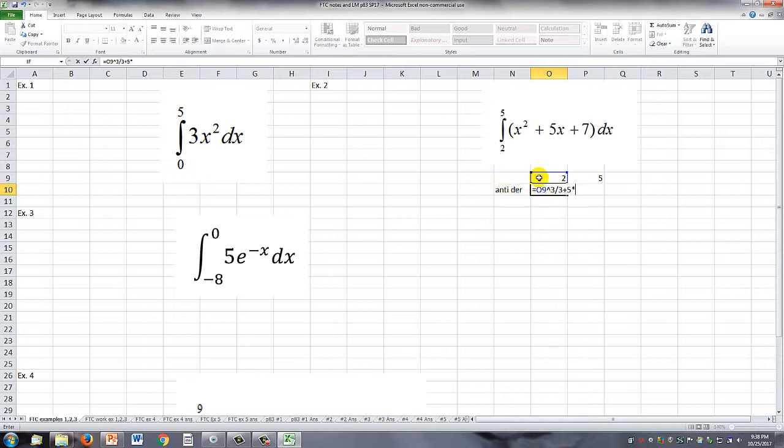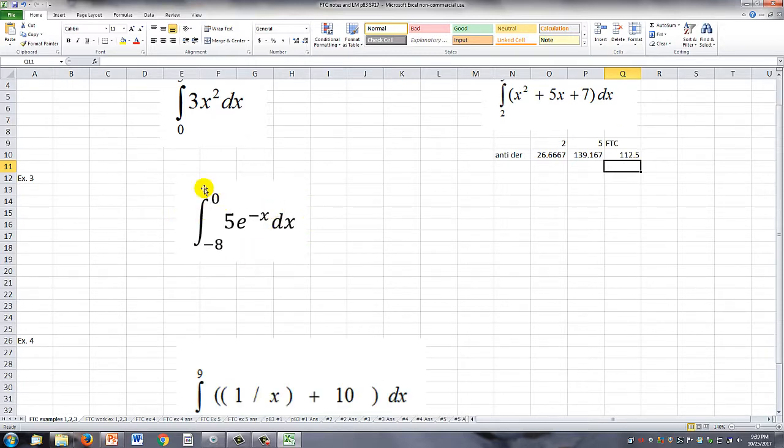Plus 5 times, because a constant comes down, x squared divided by 2 plus 7 times x. And then we'll drag that antiderivative to the right. And then the FTC is what we use to say we're getting ready to find the area under the curve by subtracting the upper limit's value minus the lower limit's value. Okay, so there's that one.